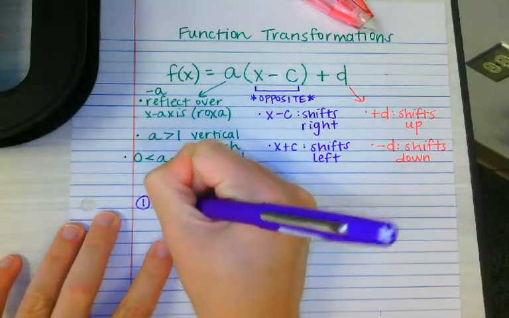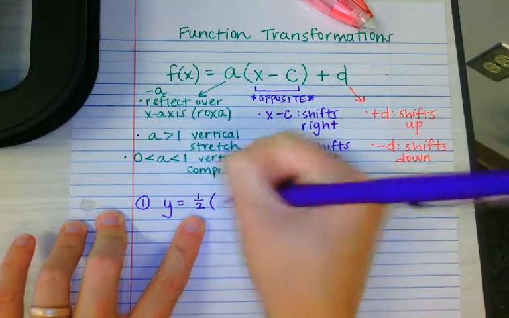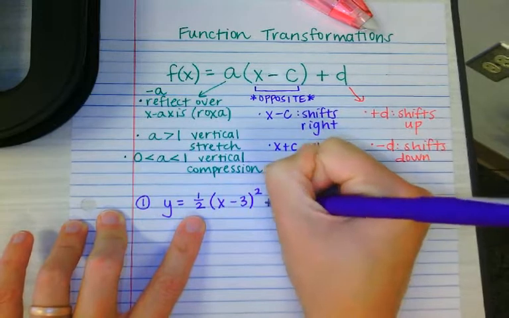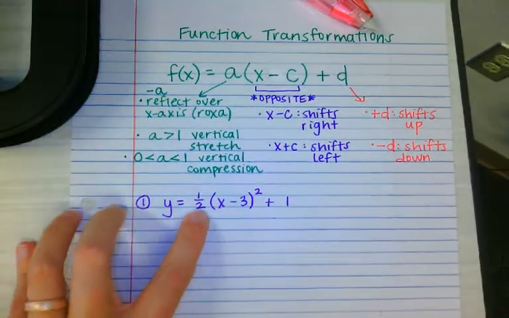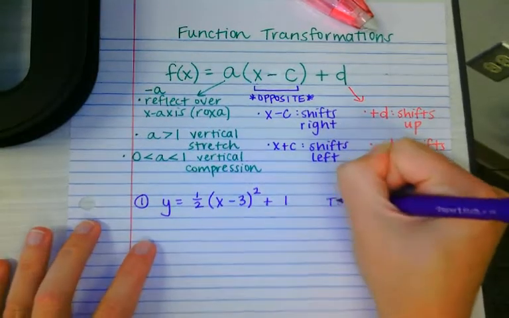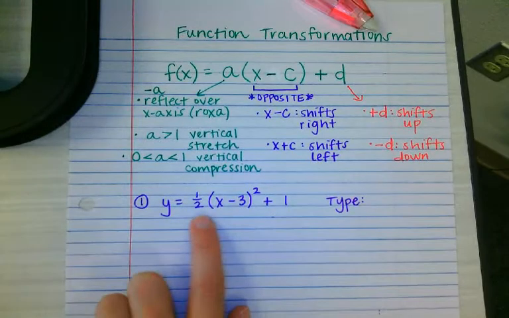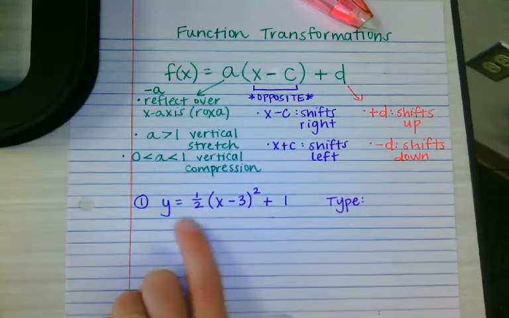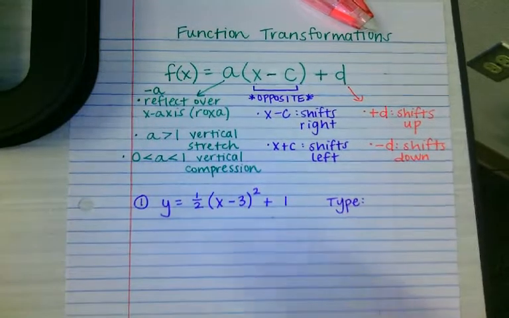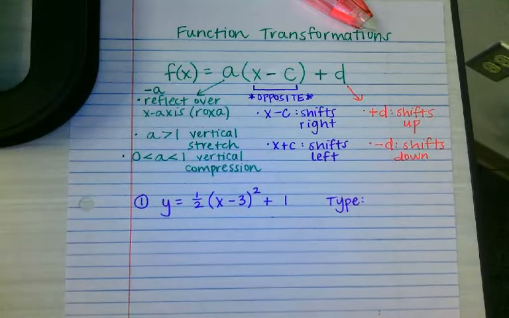Okay, the first one I want to do is y equals 1/2 (x minus 3) squared plus 1. And we are going to identify the type of function, and then we're going to talk about what each of these numbers does to the equation. So there's always going to be some sort of symbol in the equation that tells you the type.